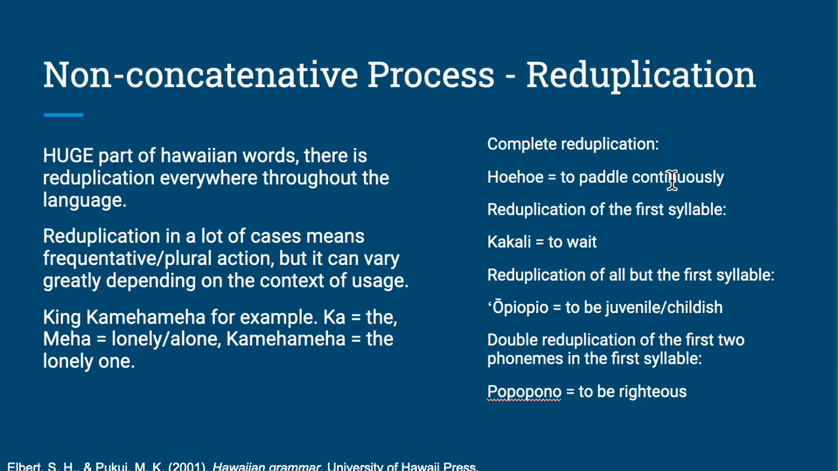So hoehoe means to paddle continuously, and all these examples are the current like present like being or like doing. But yeah, there are other versions. So Kamehameha, for example. So ka is the, mehameha means like lonely. So Kamehameha means the lonely one. Or it's like the one that is perpetually lonely in this case. It depends how you want to translate it.